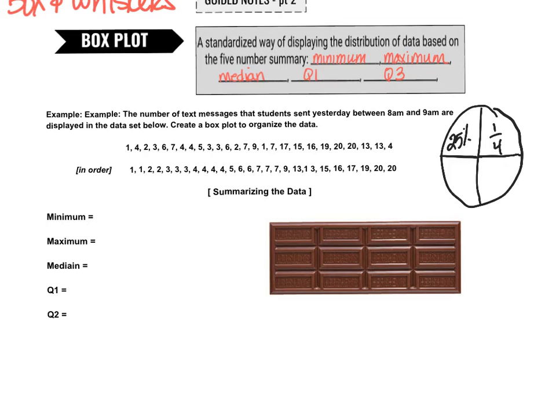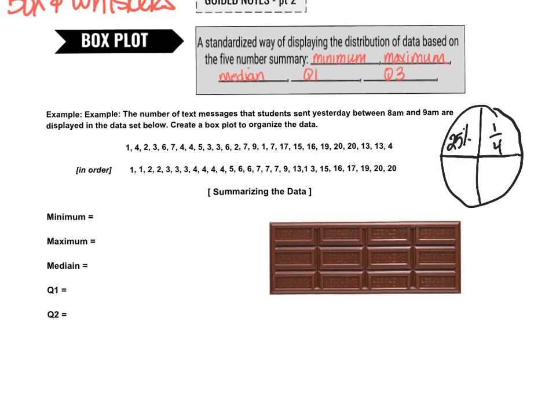So that's the same situation when you have data. Essentially, we're going to break the data in half. That's our median. And then we're going to break each half into half, and that's where we would identify the Q1 and the Q3, the first quarter, and then all the way up to the third quarter. So first quartile, third quartile, quartile 1, quartile 3.